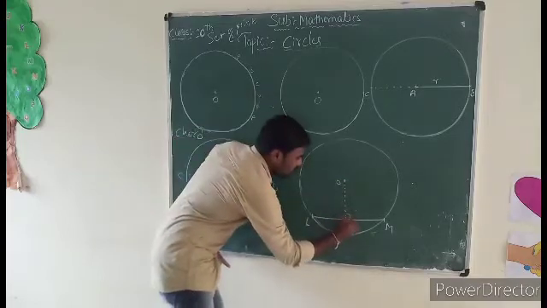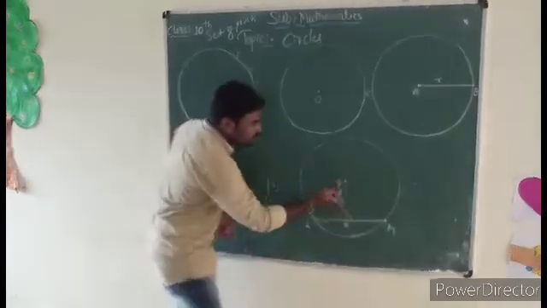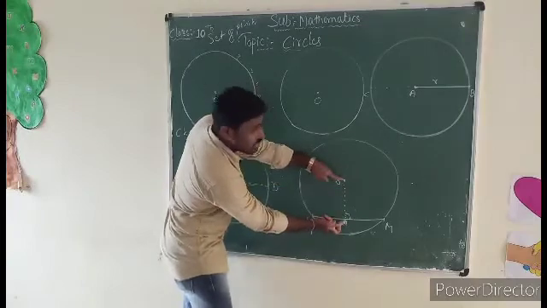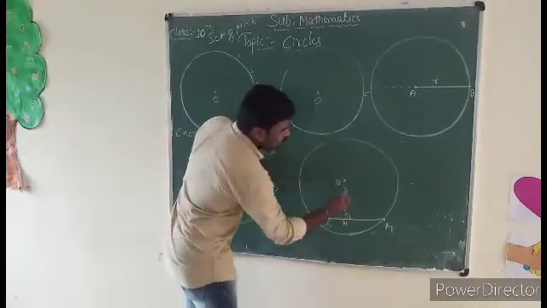Drawn means here it is always perpendicular, 90 degrees. Here we will measure what? The distance between the center and the chord. So this is the distance between the center and the chord.